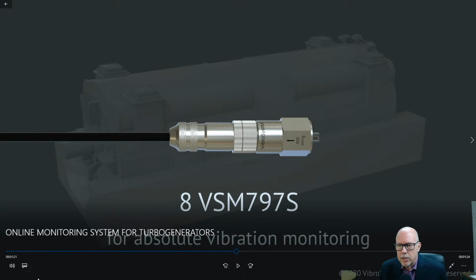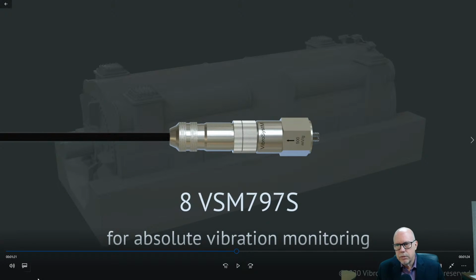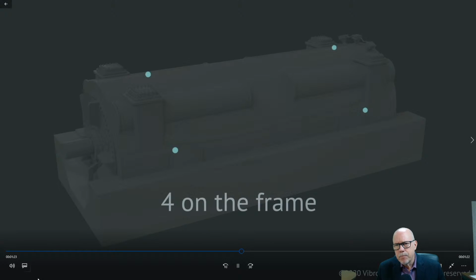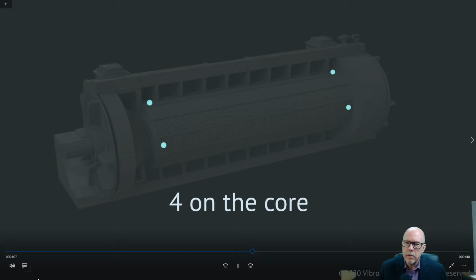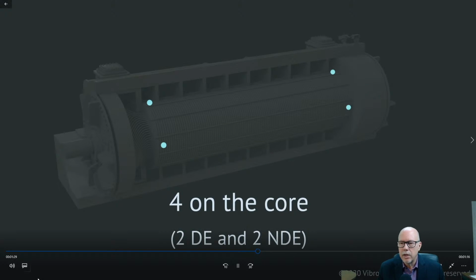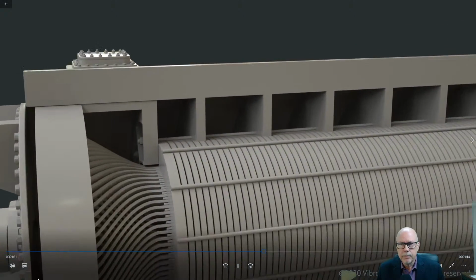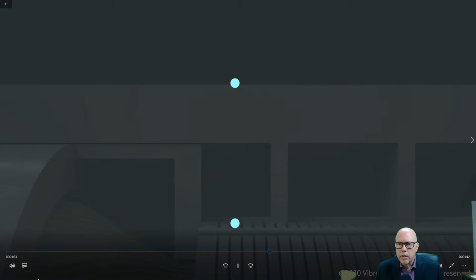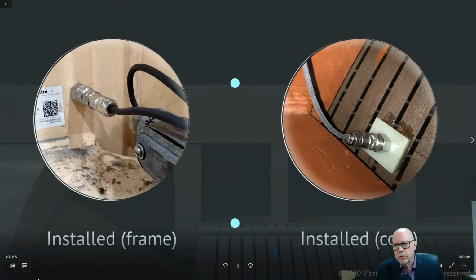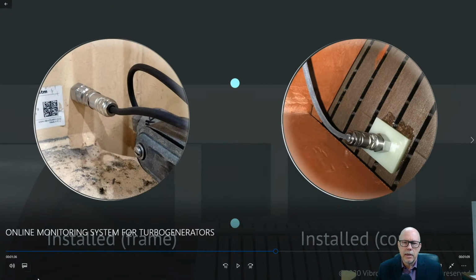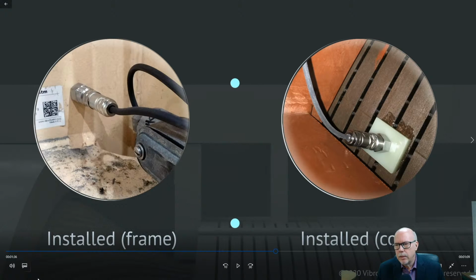We also have piezoelectric accelerometers for absolute vibration monitoring. We usually install 4 on the frame, 2 on the drive end and 2 on the non-drive end, and 4 on the core, again, drive end and non-drive end. Okay, we usually correlate the information from both. We can see on the left the one that's installed on the frame, and on the right we have one that's installed on the core.